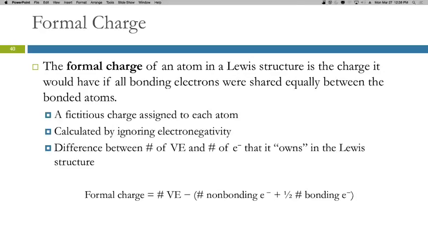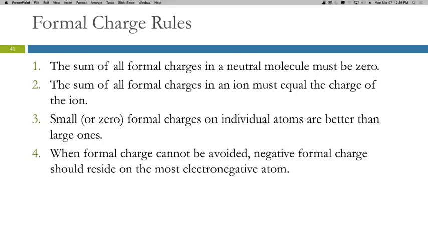So the formal charge of an atom in a Lewis structure is the charge it would have if all the bonding electrons were shared equally between the bonded atoms. It's a fictitious charge. We calculate this ignoring electronegativity and other stuff like that. So the way your book explains it is this way. The formal charge is equal to the number of valence electrons minus the number of nonbonding electrons and half of the bonding electrons. If that makes sense to you, great, you use it. I don't like it. I'm going to show you what I think is an easier way.